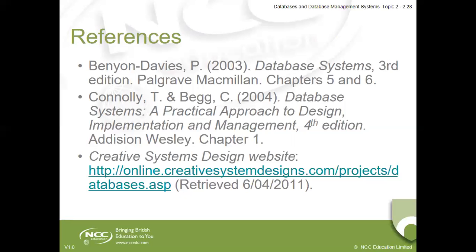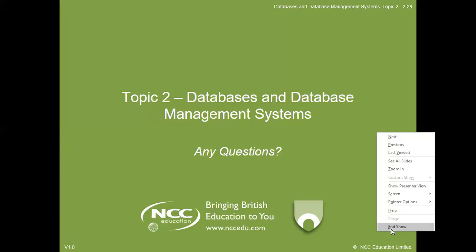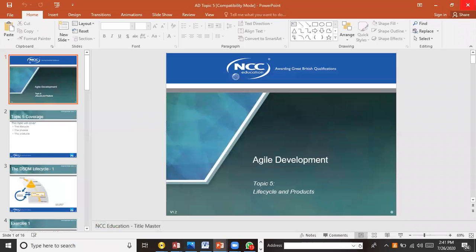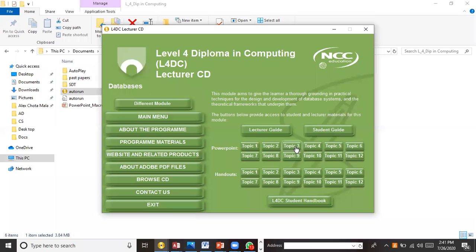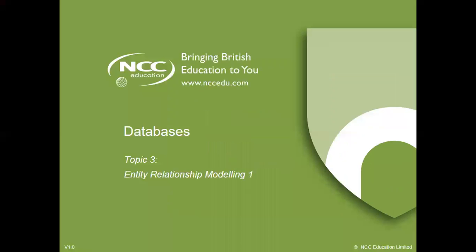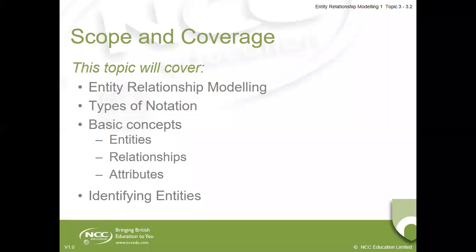Okay. So let's proceed to the learning outcome, topic 3. Topic 3, we are looking at entity relationship modeling. So we'll cover the following topics: entity relationship modeling, types of notations, basic concepts, entities, relationships, attributes, and identifying entities.